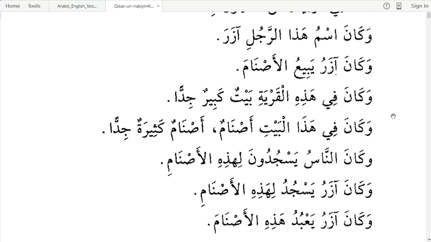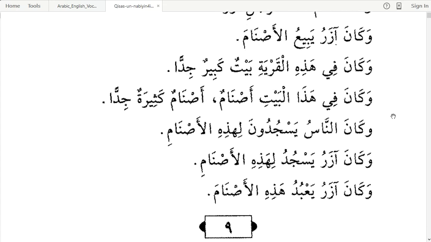Now let's go ahead and translate the rest of it, inshallah, so that you get it. وكان في هذه القرية بيت كبير جدا. In the village, or in the town, was a very big house. Or you could say the other way around: there was a very big house in the village, or in the town, or in this town actually. وكان في هذا البيت أصنام كثيرة جدا. In this house of idols, or this idol house, basically this temple, أصنام كثيرة جدا, there were many idols, or a great deal of idols.